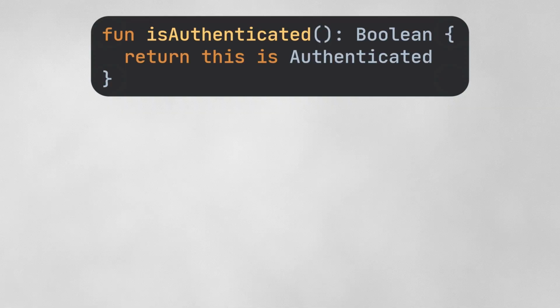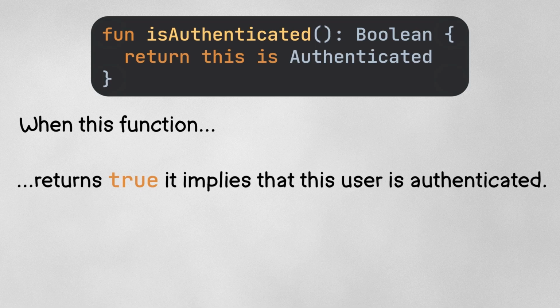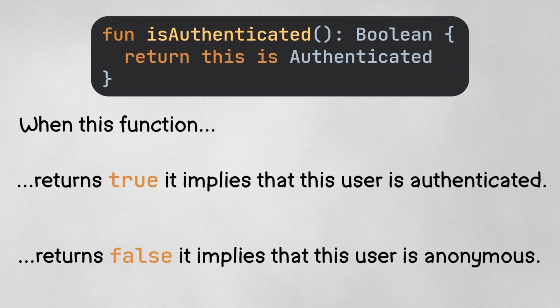Well, there's a very simple domain-specific language, or DSL, that we use when writing contracts. It currently supports two different kinds of effects that a function might have, and one of them is exactly what we need here. Let's start by writing out exactly what we want to communicate to the compiler. Looking at this isAuthenticated function, we want to tell Kotlin that, first, when this function returns true, it implies that this user is authenticated. And when this function returns false, it implies that this user is anonymous.